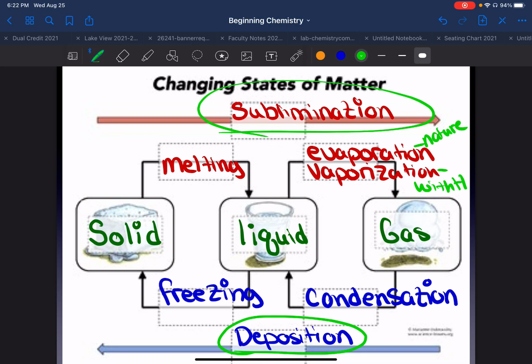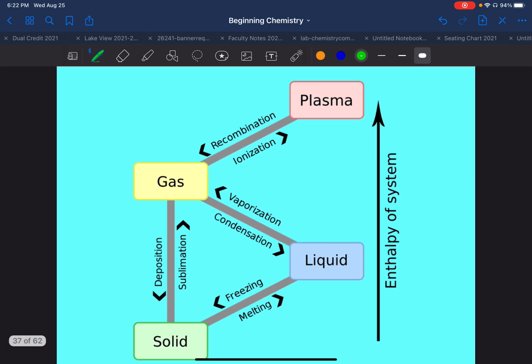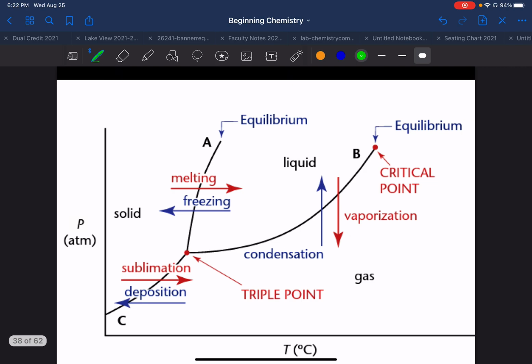Then I also showed them this graph, which is the same thing. The only difference is I threw in the plasma just to let you know there is a fourth state. It's a highly ionized state of matter. We generally play down here with the gases, solids, and liquids. I also showed them this one, which we will be talking about briefly in the future.